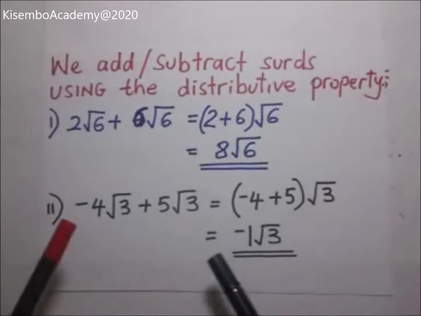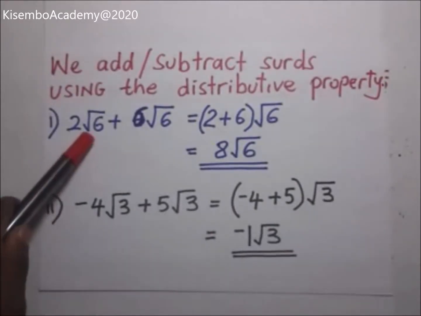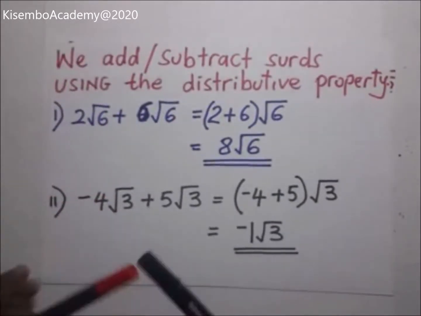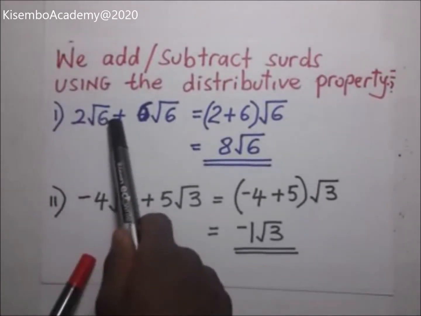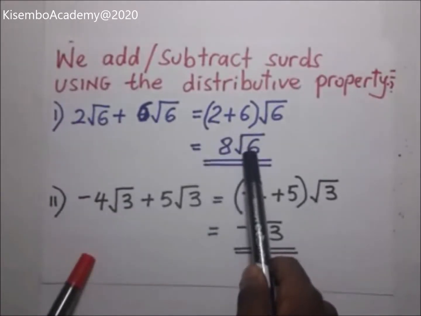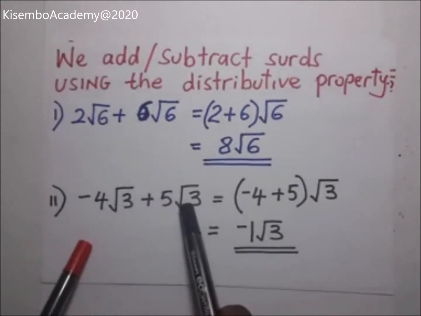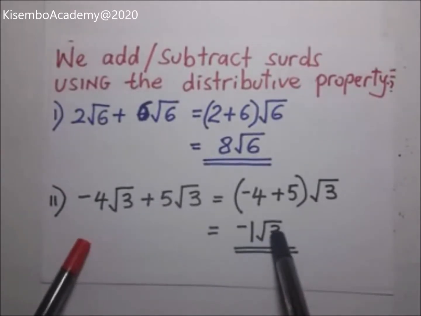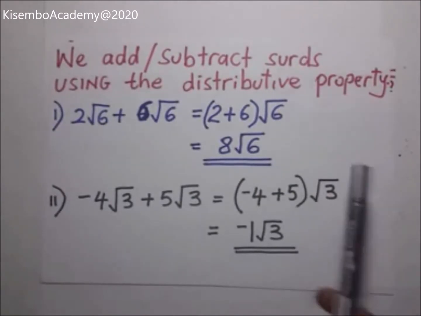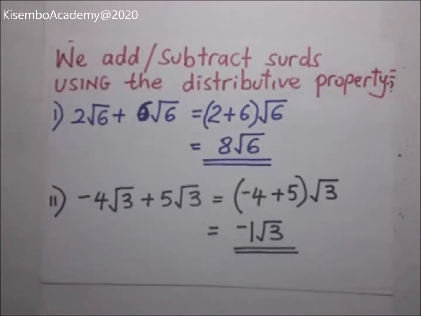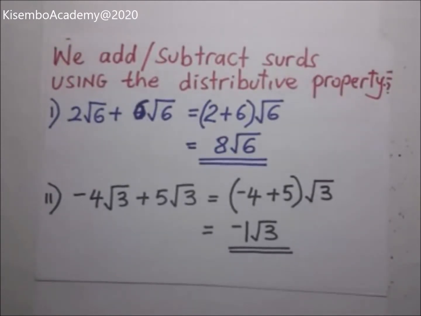Now when we are adding surds, if it were algebra, this root 6 is more like x. 2 root 6 is like 2x plus 6x, which is going to give you 8x. Negative 4x plus 5x is going to give you negative 1x. As simple as that. So you can treat them in that kind of algebraic way. But when we are dealing with surds, we can only add and subtract surds that are like, and like surds are surds that have the same radicand.